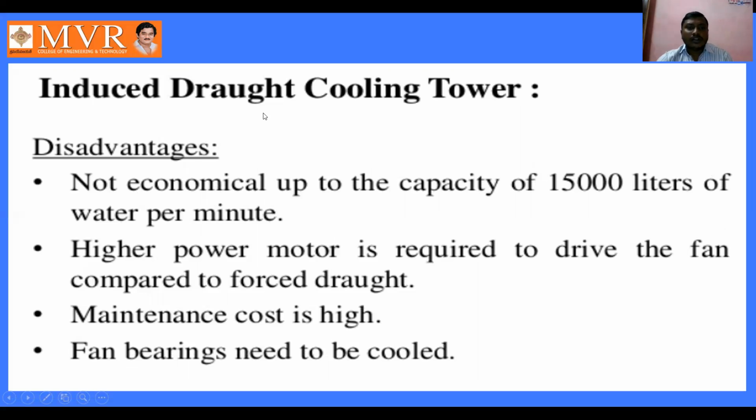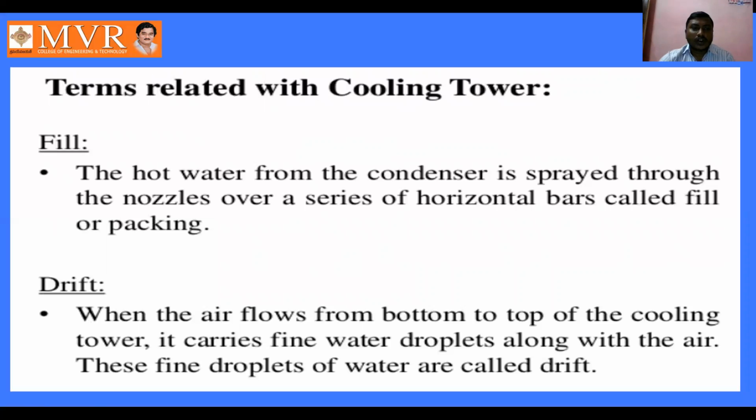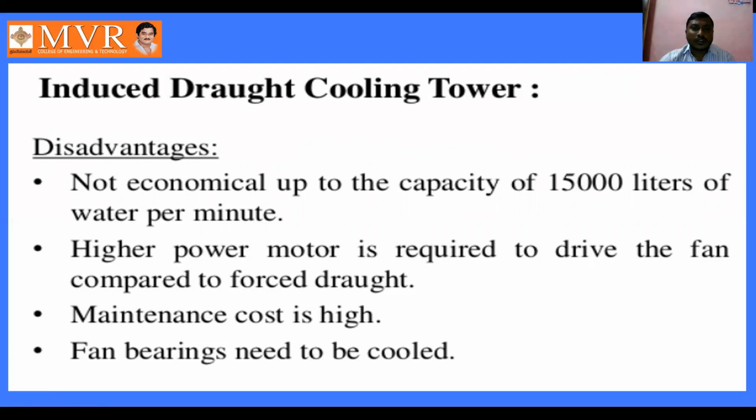Coming to the induced draft cooling tower, we also have some disadvantages. It is not economical up to a capacity of 15,000 liters of water per minute. A higher power motor is required to drive the fan compared to the forced draft. Maintenance cost is high, and the fan bearings need to be cooled. The bearings which we use for the fan here need to be cooled. This is what the induced draft cooling tower is about.